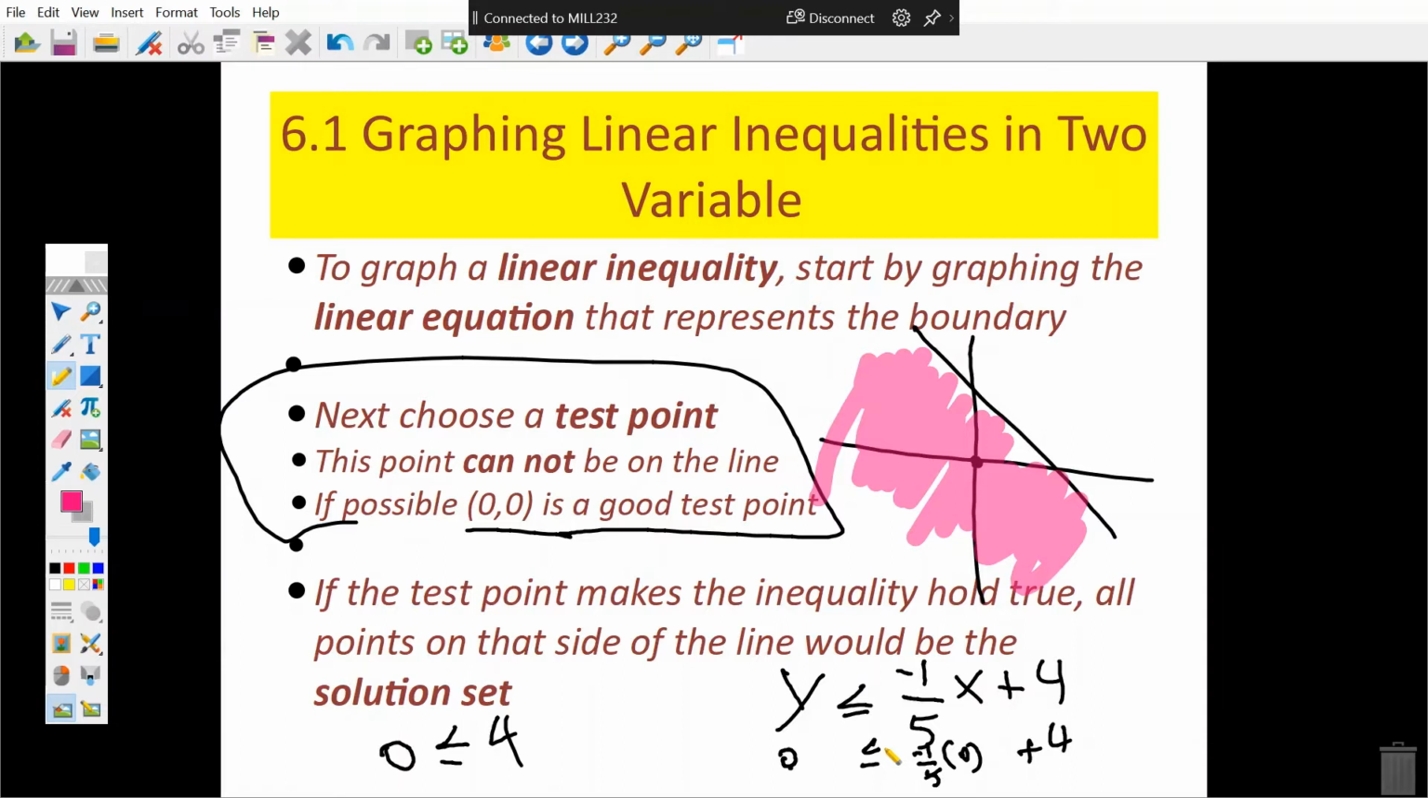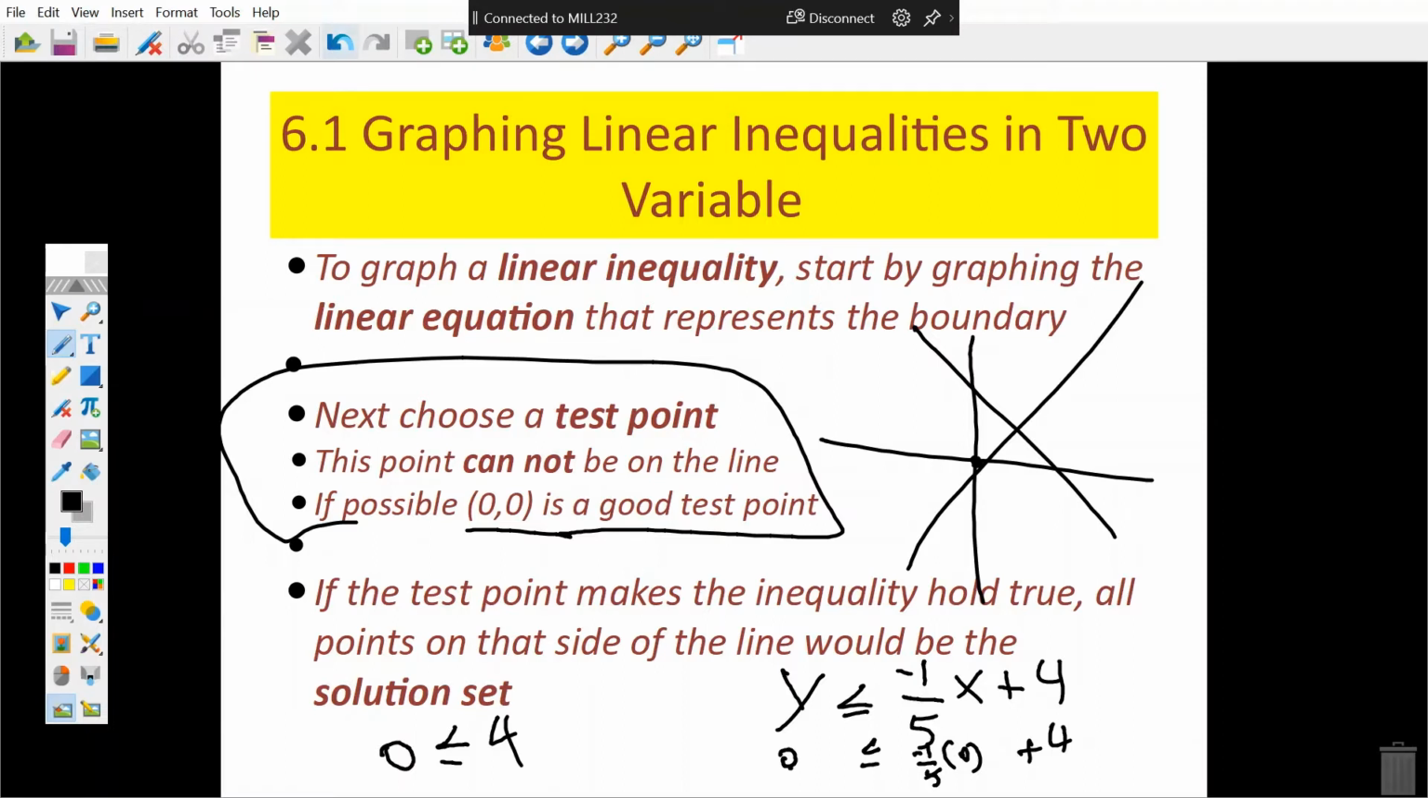Now what's going to happen in 6.2 and 6.3 is you're going to get one graph like that and then another graph like that, and then you're going to have to find the solution sets of both, and you're going to have to find that spot where they overlap.